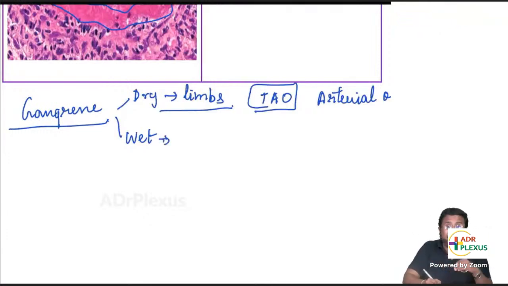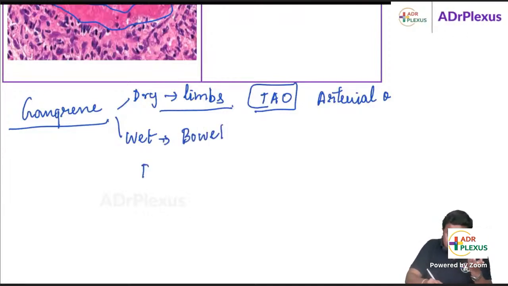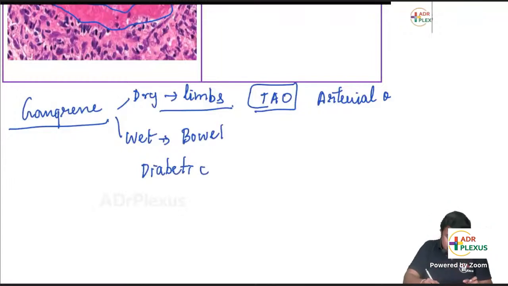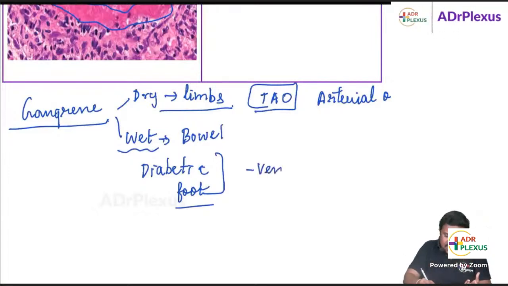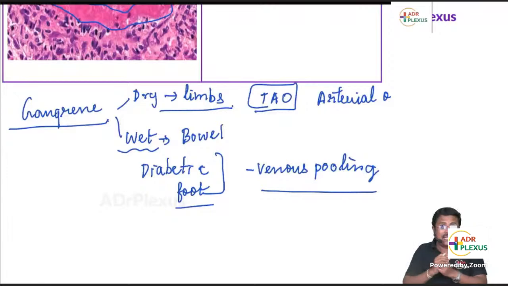Whereas wet gangrene usually occurs in moist areas, like the bowel. And please remember diabetic foot. This can be asked as an integrated question, with surgery they can integrate this. So in diabetic foot, what type of gangrene do you get? You will get wet gangrene, where there is venous pooling. It is mainly the venous pooling.